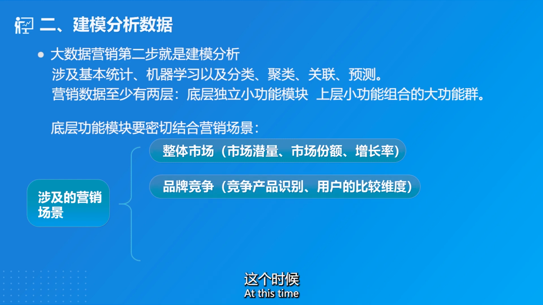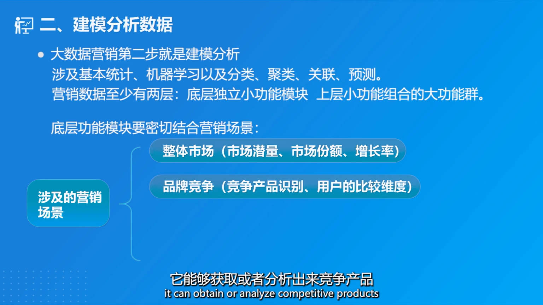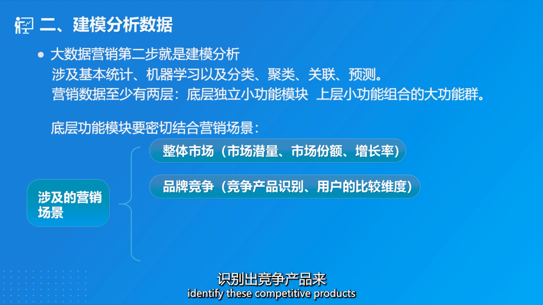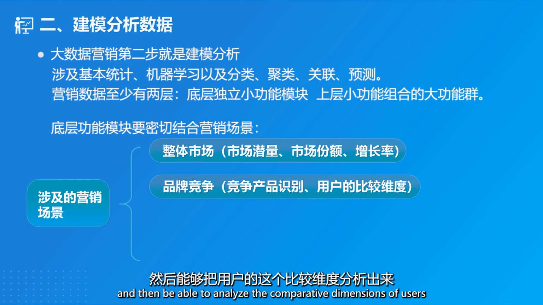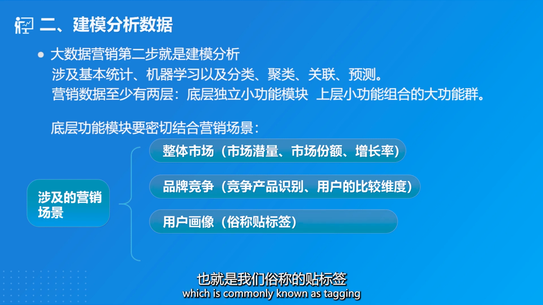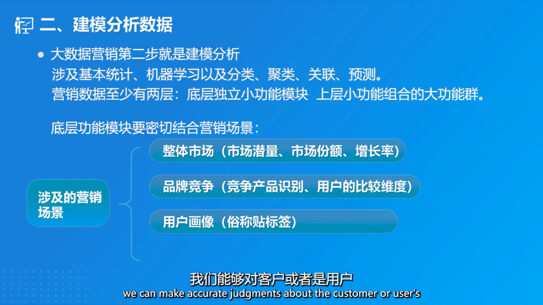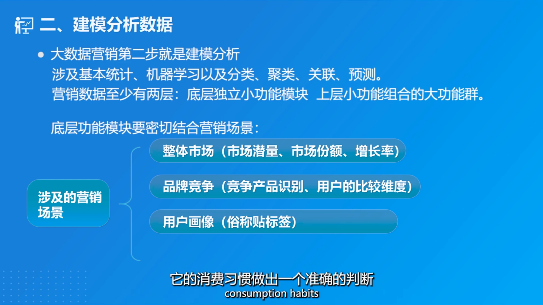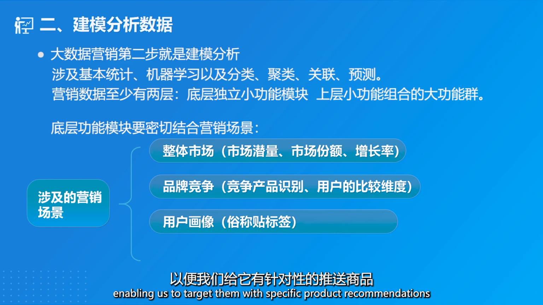At this time, it can obtain or analyze competitive products, identify these competitive products, and then be able to analyze the comparative dimensions of users. It can also create user personas, which is commonly known as tagging. By creating user personas, we can make accurate judgments about the customer or users' consumption habits, enabling us to target them with specific product recommendations.